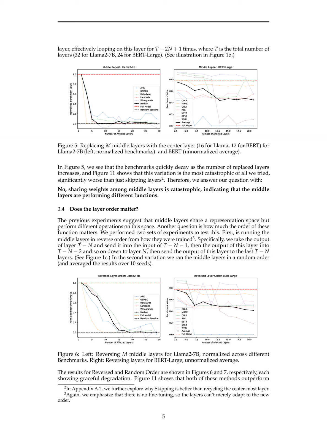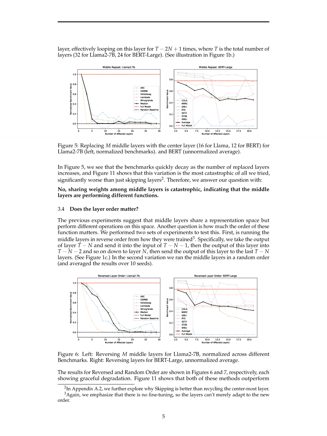The algorithm then investigates if middle layers are performing the same function by replacing the weights of middle layers with those of the center layer and looping on this layer multiple times. The results show that sharing weights among middle layers is catastrophic, indicating that the middle layers are performing different functions.